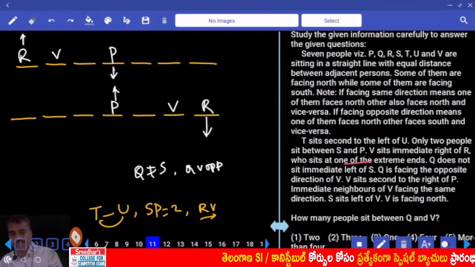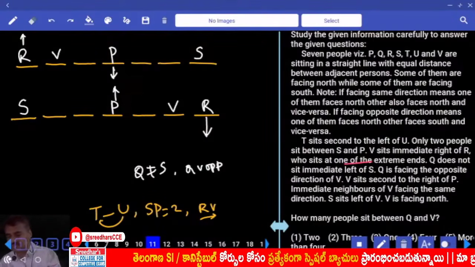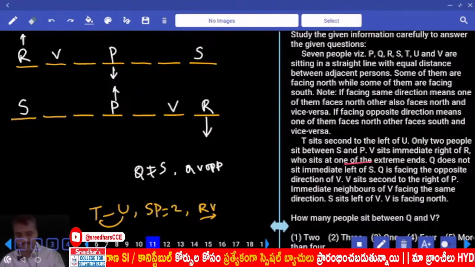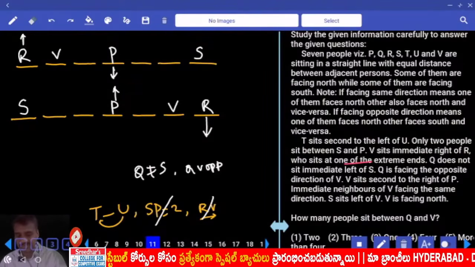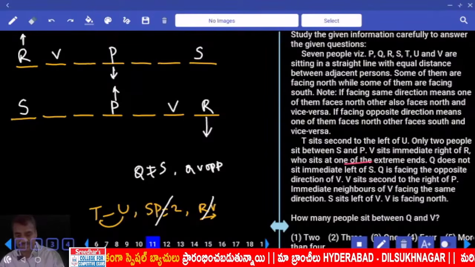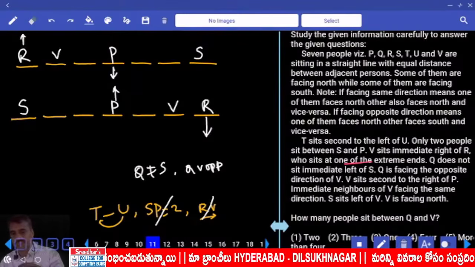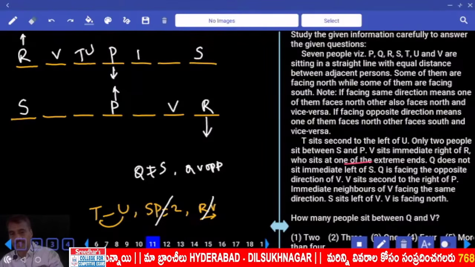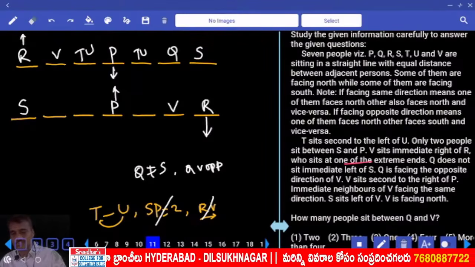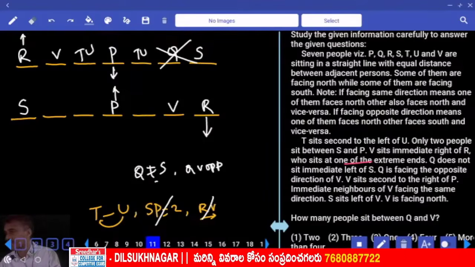And between S and P, how many people? 2 people, S is here. Between S and P there are 2 people. And V and R we have taken. Then Q and S are not adjacent to each other, isn't it? Then T and U must be in the alternate places. T R U, T R U. If T R U is here, obviously Q must be here, and Q and S are not adjacent. This case is ruled out.